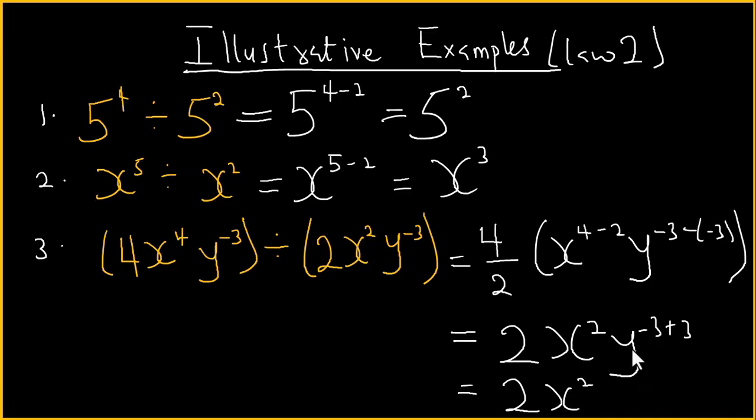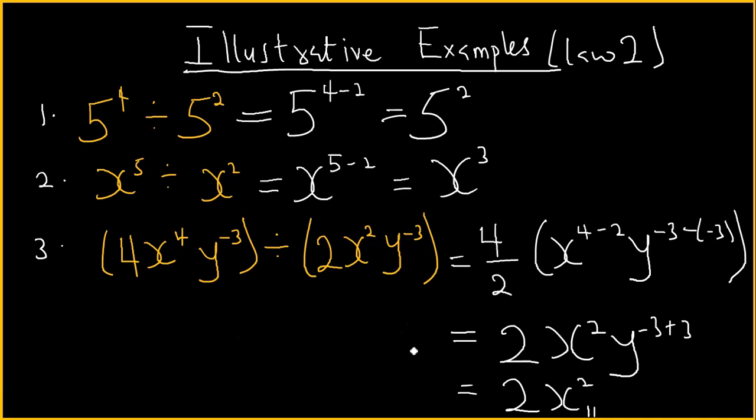y to the power minus 3 plus 3 gives us y to the power 0. And y to the power 0 is an identity, or a property which was explained earlier. Y to the power 0 is equal to 1, which is 2x squared times 1, still giving us 2x squared. So this is the simplified form of these indexes or indices under the second law.